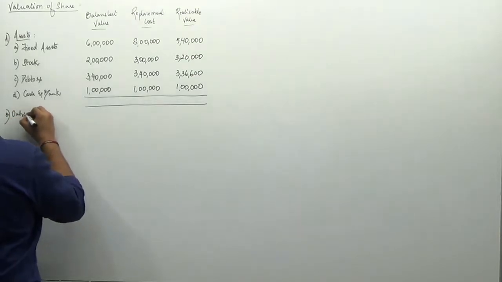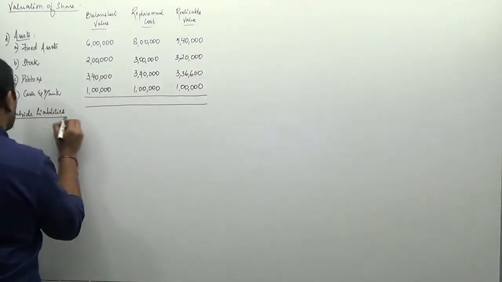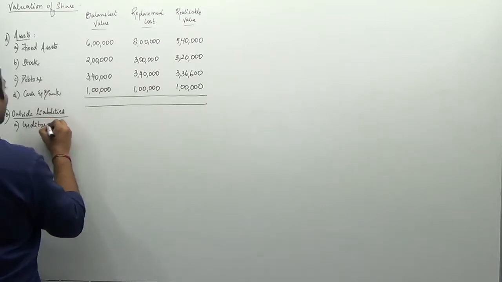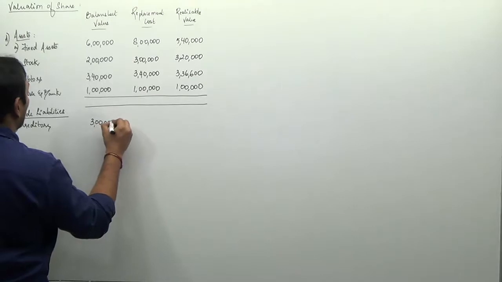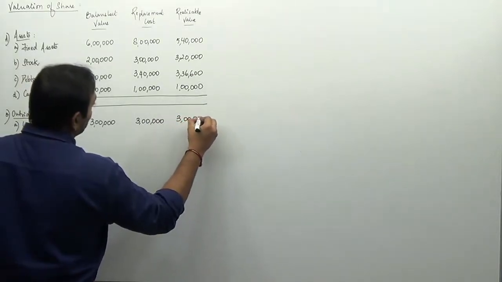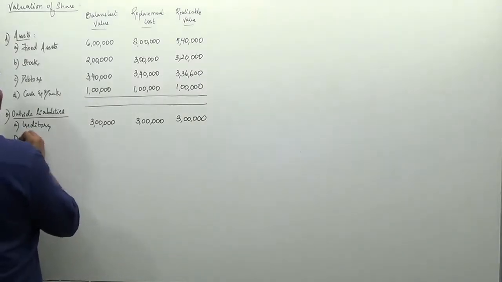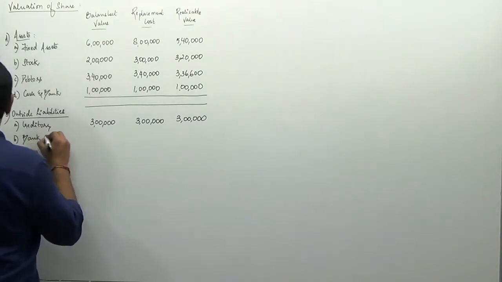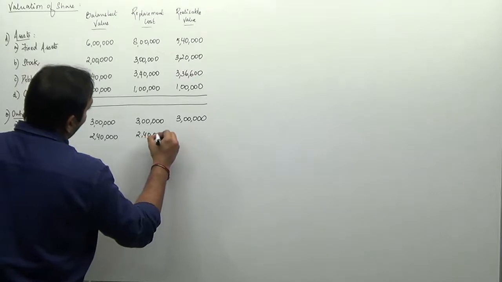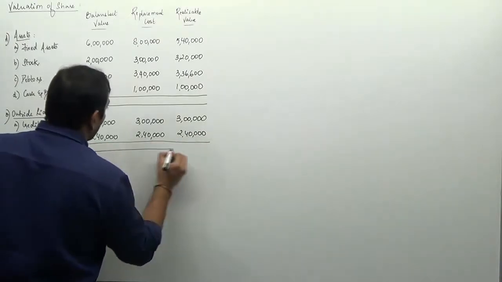Outside liabilities, first one, creditors. There's nothing given specifically, so you can take the balance sheet value throughout. 3 lakhs, 3 lakhs, 3 lakhs. He never said I'm settling creditors for less than the amount or something like that. For liabilities, there's no particular adjustment given. The next liability is bank loan. This also you can take straightforward, same figures, 2,40,000 throughout. This will arrive at net assets.